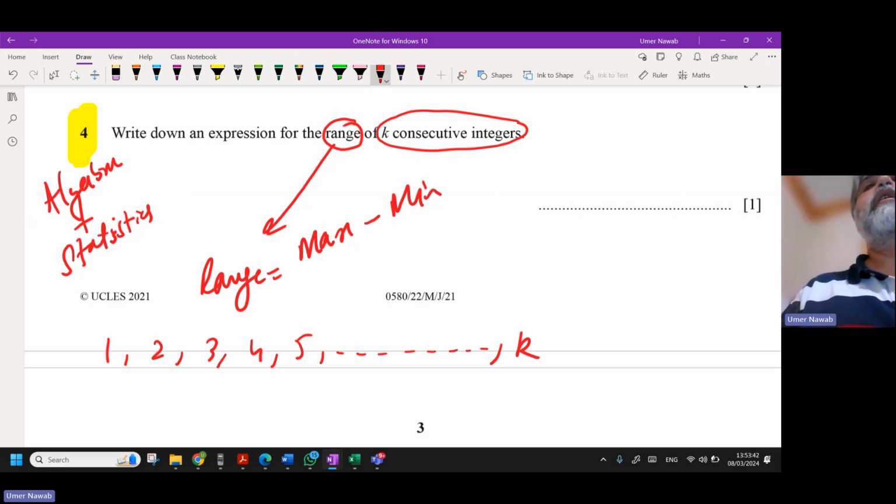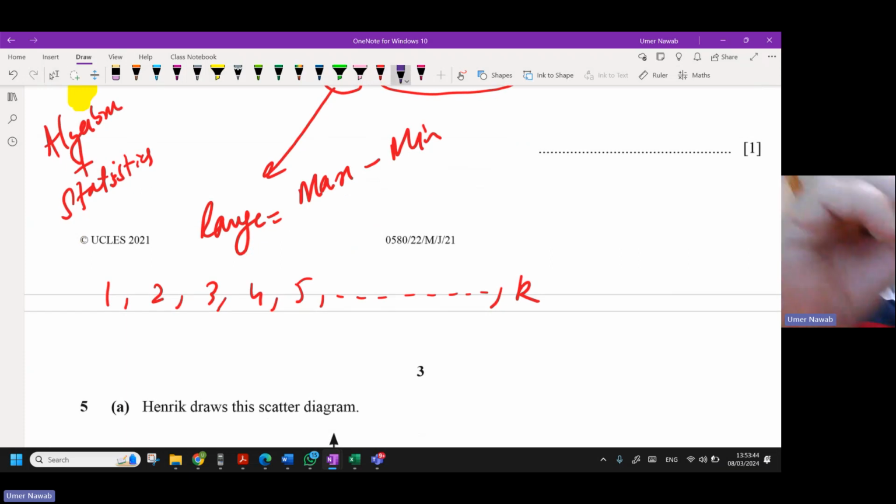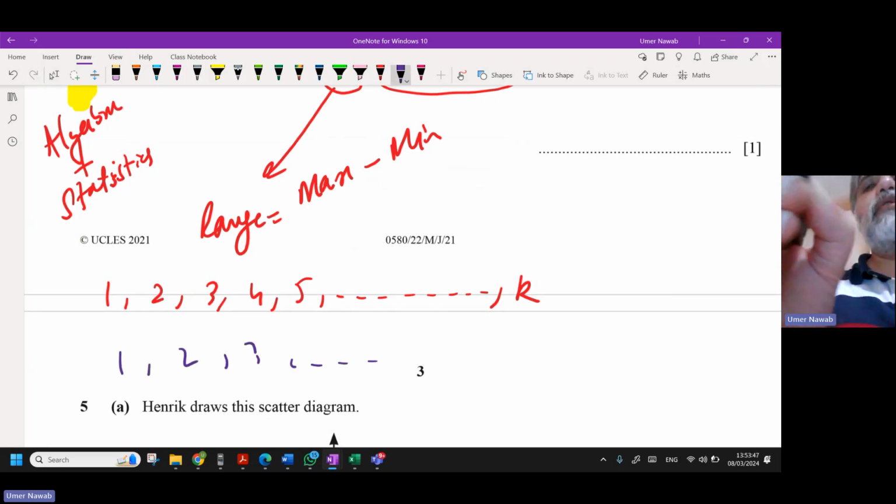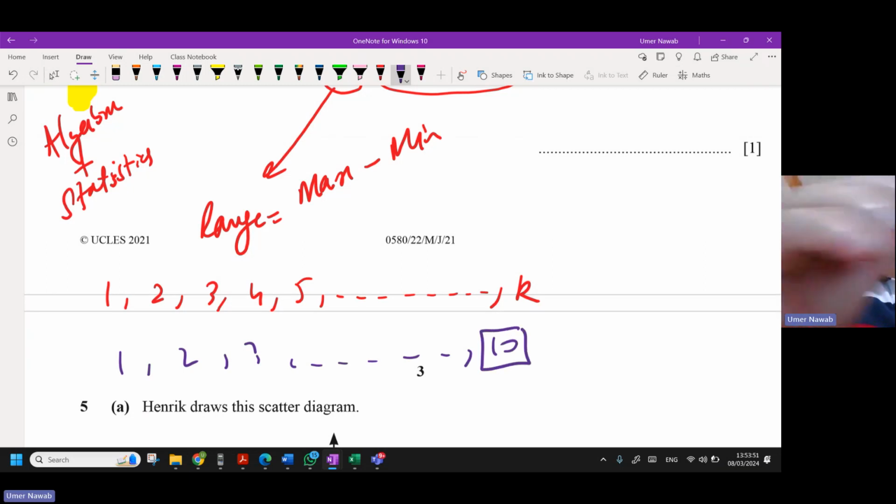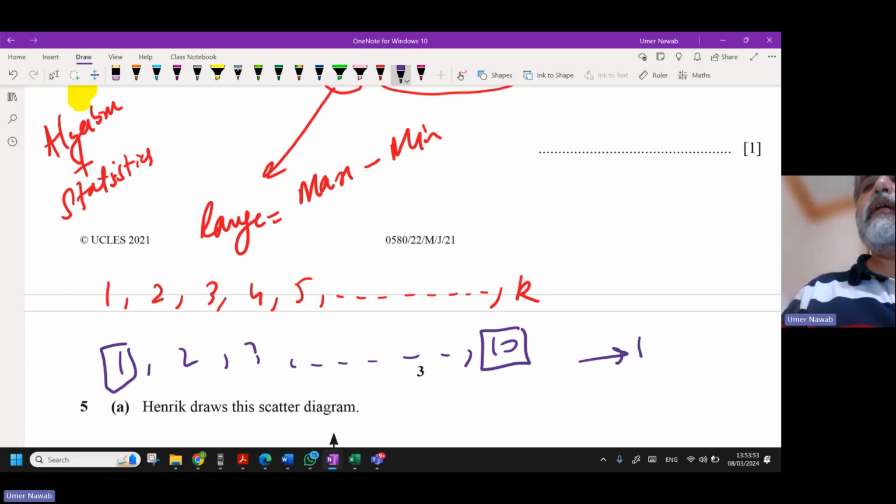For example, someone says, can you write the first 10 integers? Then I say 1, 2, 3, 4, up to 10. What is the range of these numbers? Maximum minus minimum. Yani you do 10 minus 1, which is giving you 9.